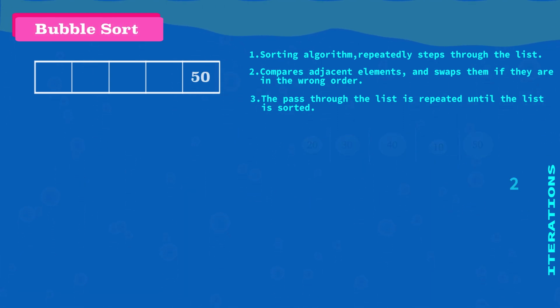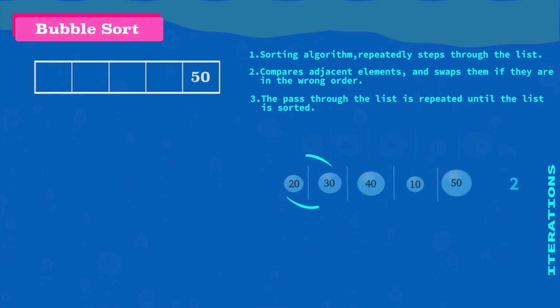Now let's step into the second iteration. Again, the first two elements, 20 and 30, are compared to each other. As they are already in sorted order, they will not get swapped. The same repeats for 30 and 40 also. Coming to the next pair, that is 40 and 10, they are not in sorted order and they will be swapped.